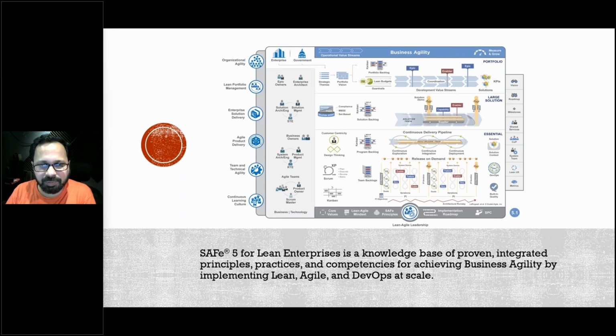So what does it mean? It has to do something all about business agility, and it is all about implementing Lean, Agile, and DevOps at scale. But all of this is what? It is a bunch of principles plus practices and competencies. So you can see principles plus practices plus competencies is SAFe. Okay, so that is what SAFe is. It is a bunch of ingredients which will provide organizations a way to achieve business agility.